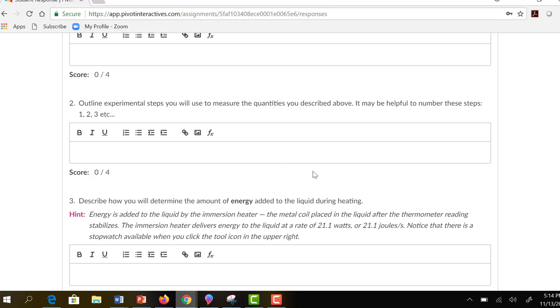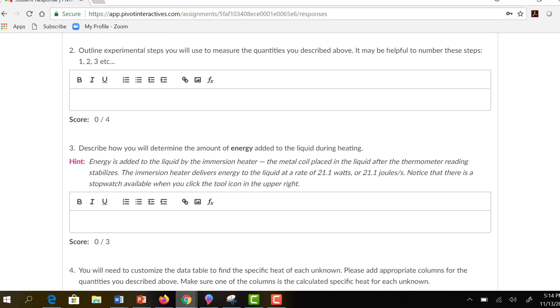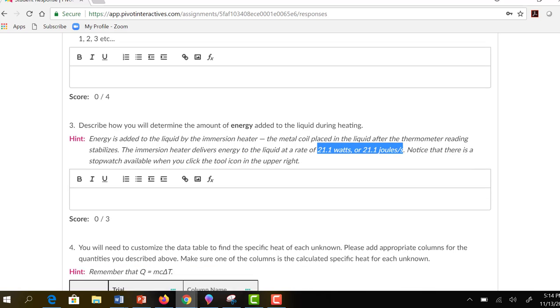Whatever you want to do, that's completely up to you. Number 3 here is describe how you determine the amount of energy added. Okay, well, again, the power, the 21.1 joules per second. If you know the amount of time, you could figure out how much heat was added. That's what Q is in that formula.